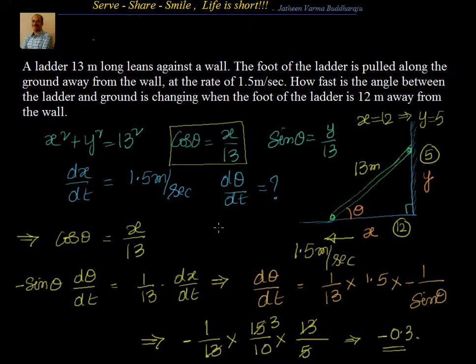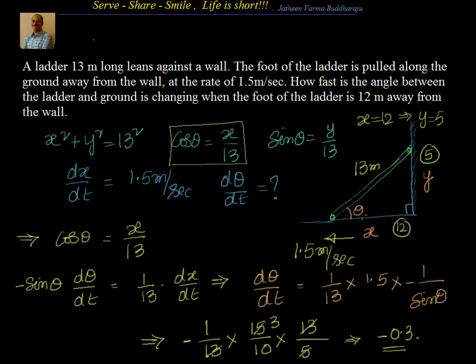We can do this problem in different ways, but this seems to be the easiest way to solve it. Let me summarize that. A ladder 13 meter long leans against a wall. The foot of the ladder is pulled along the ground from the wall at the rate of 1.5 meter per second. When you are pulling the ladder, obviously the angle between the ground and the ladder will go on decreasing. So we have to find out with respect to time how that is changing, that is d theta by dt.